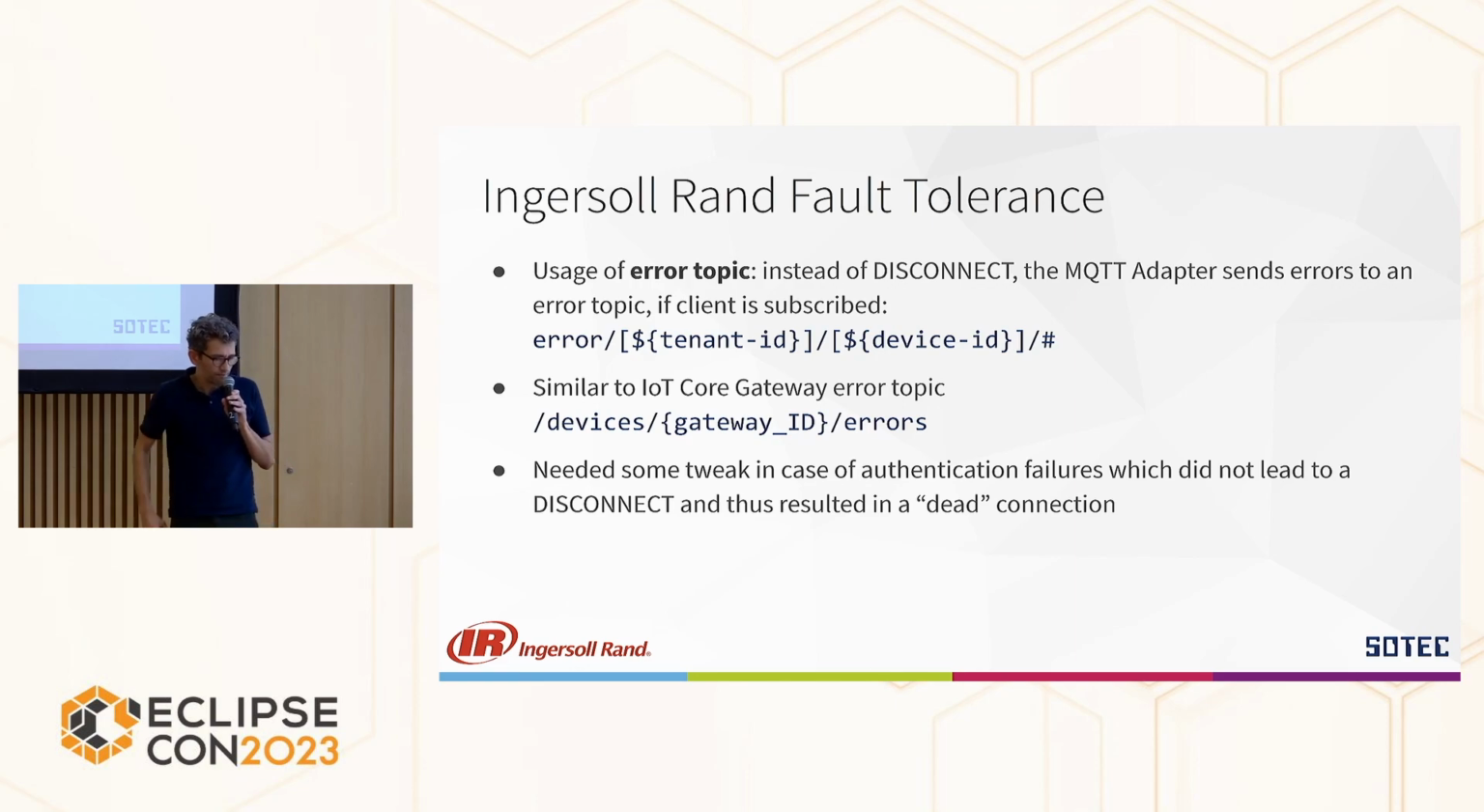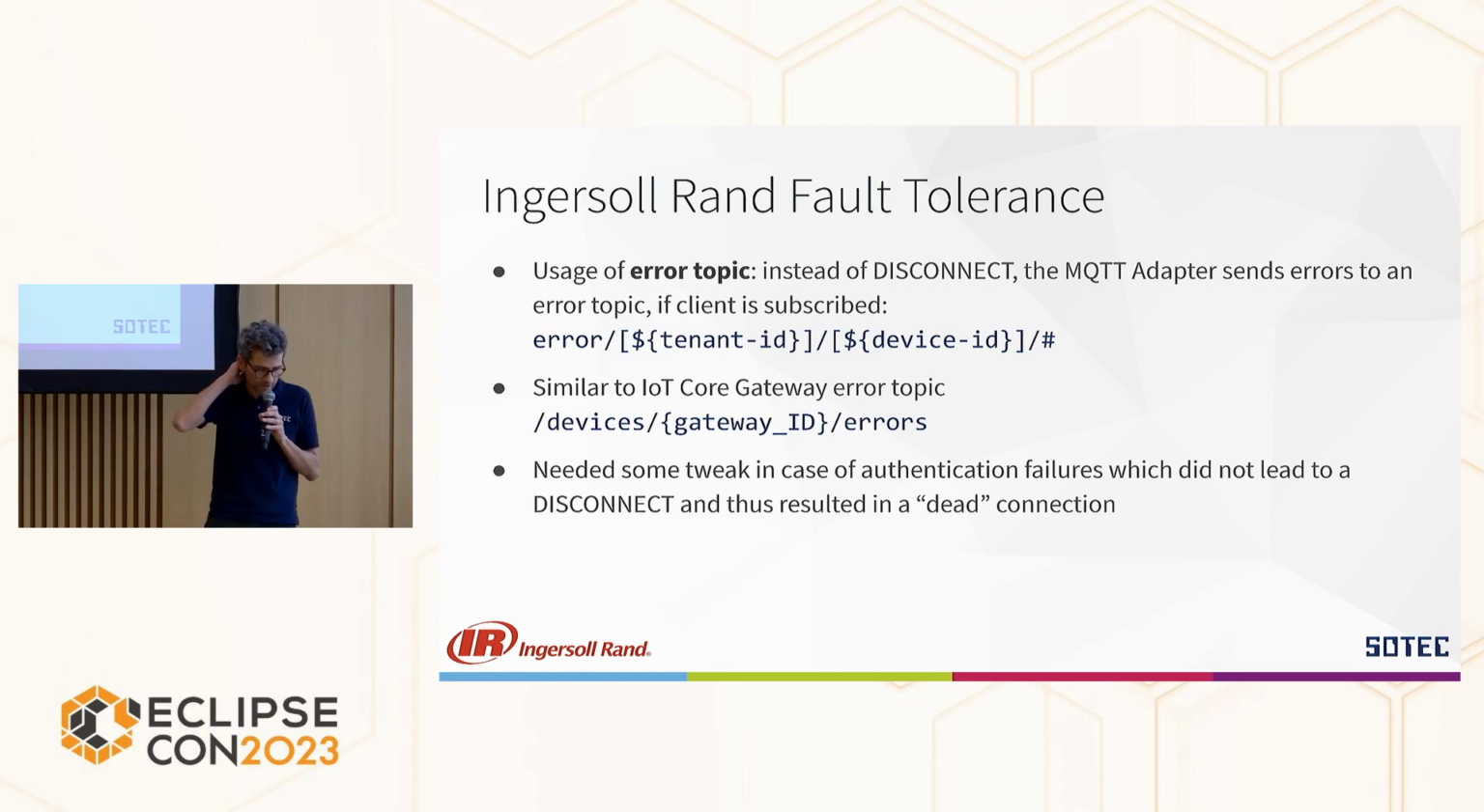Yeah, the other group of challenges I would call fault tolerance. Ingersoll Rand uses the error topic. This is a special topic on the MQTT adapter that is used when some kind of error happens in the platform and the device should be notified. And this is done instead of a disconnect. So usually you would get a disconnect, but you can send an error so that the device is informed.